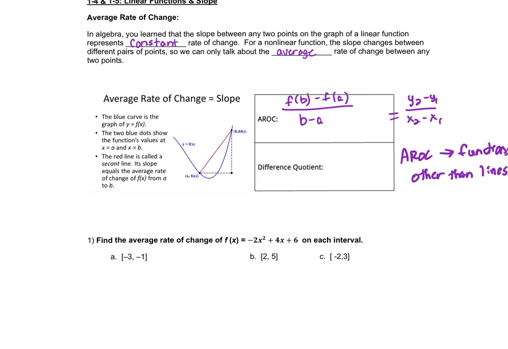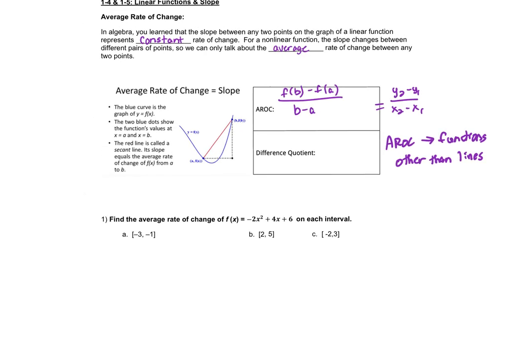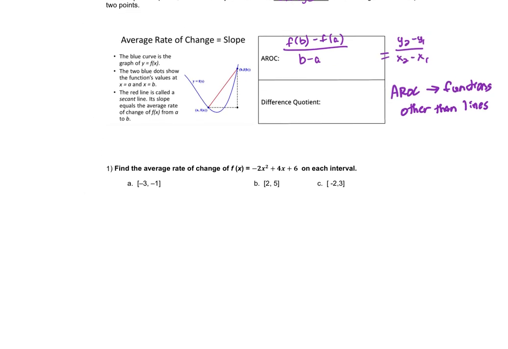So I think some people kind of get confused because it's like, we're doing slope. Why are we finding the slope? But because we're talking about different intervals on a particular graph that's not a line, we can't really use that term.